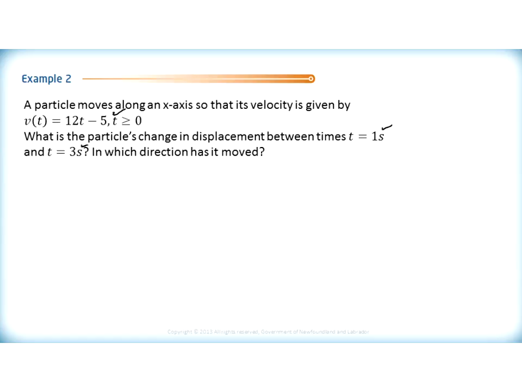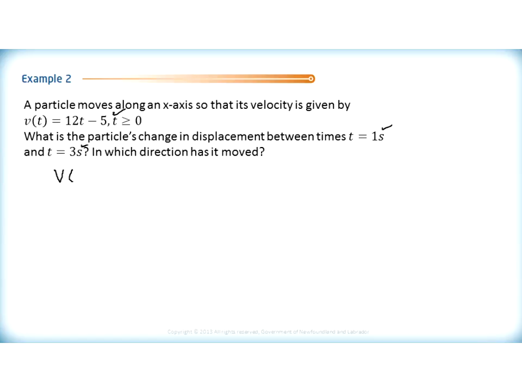Okay, so we're not looking for a specific displacement, just a change in displacement. And you'll notice that there's no initial condition here. They just ask us a question about how it's changed between time 1 and time 3. And you'll see in a minute how that is going to be okay. We're going to be able to get away without using an initial condition because of that. So let's see how this fits together now.